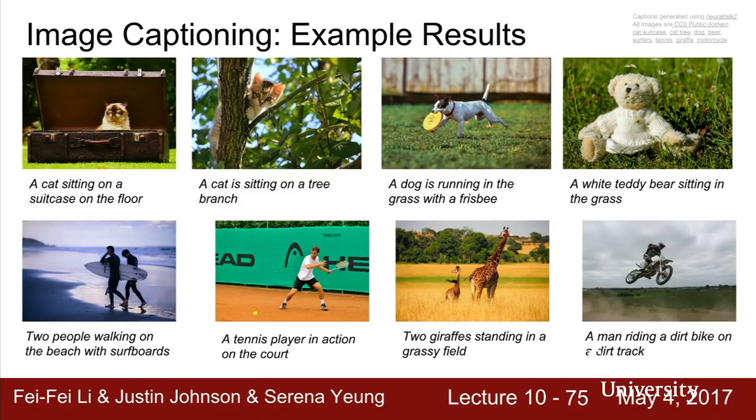So once you train these models, they actually do some pretty reasonable things. These are some real results from one of these trained models. And it says things like a cat sitting on a suitcase on the floor, which is pretty impressive. It knows about cats sitting on a tree branch, which is also pretty cool. It knows about two people walking on the beach with surfboards. So these models are actually pretty powerful and can produce relatively complex captions to describe the image.